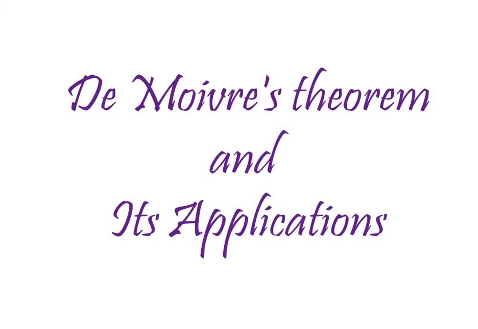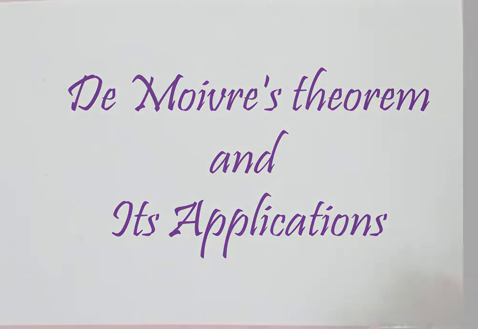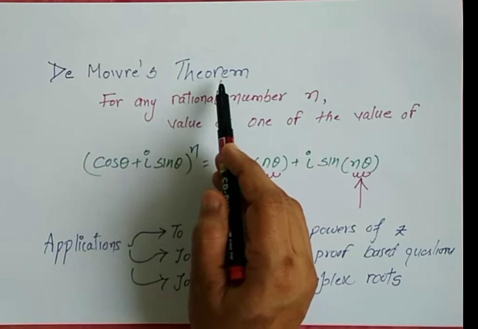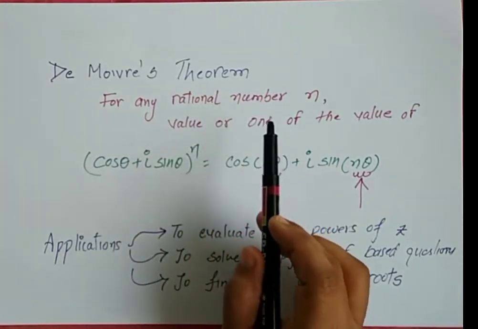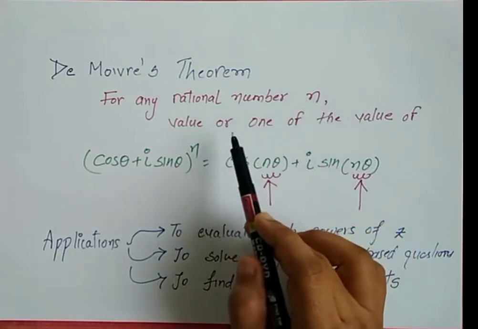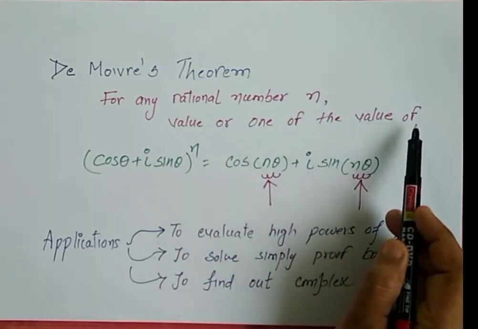Let us come back to our De Moivre theorem. De Moivre theorem is one of the best tools with the help of which one can find out the powers and roots and can evaluate various other simple proof, left hand side equal to right hand side like questions. De Moivre's theorem is a powerful tool for any rational number n.